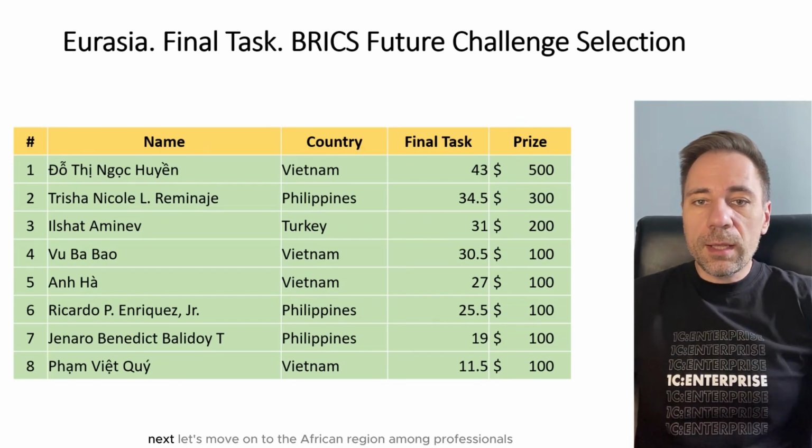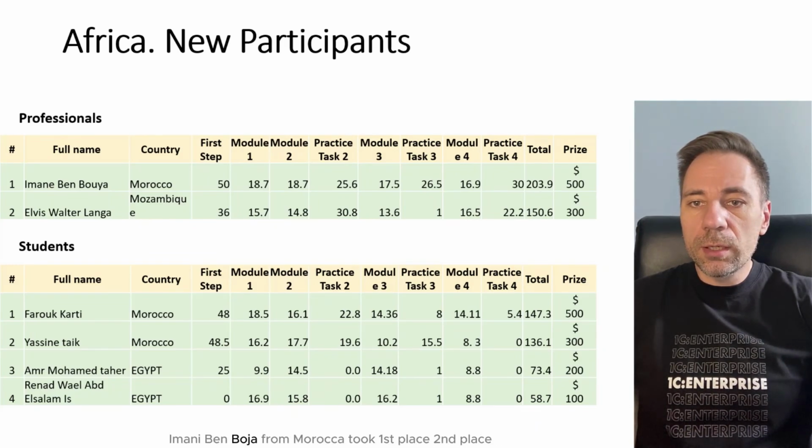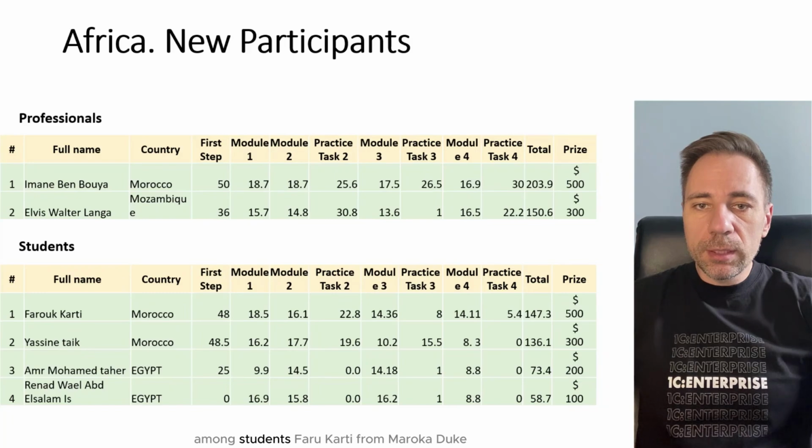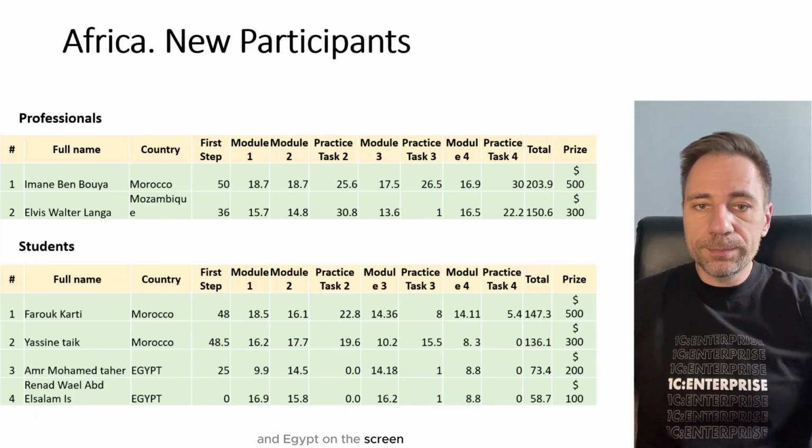Next, let's move on to the African region. Among professionals, Imani Ben Bouya from Morocco took first place. Second place, Ellis Walter Lange from Mozambique. Among students, Farouk Karti from Morocco took first place. And you can also see the results of the remaining participants from Morocco and Egypt on the screen.